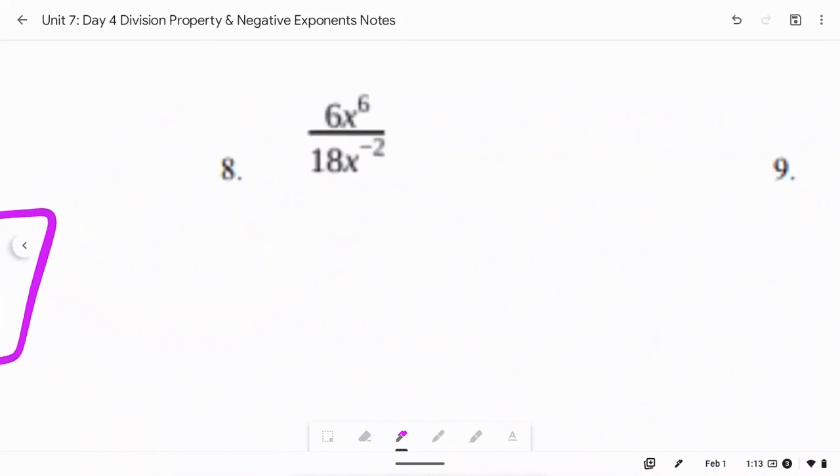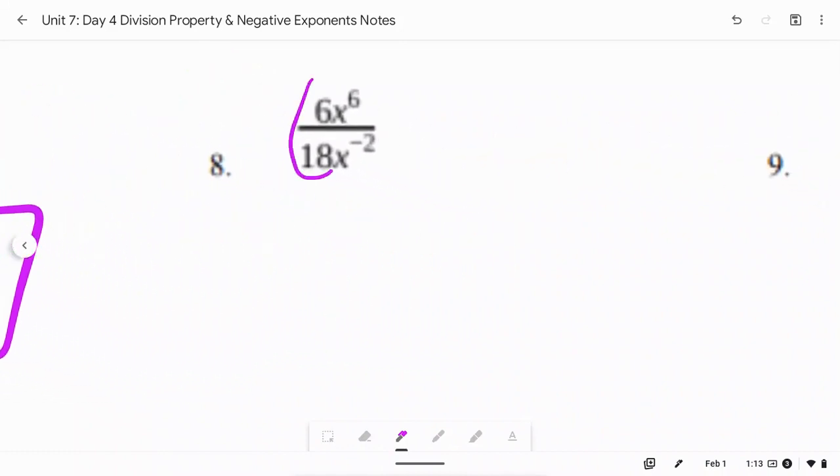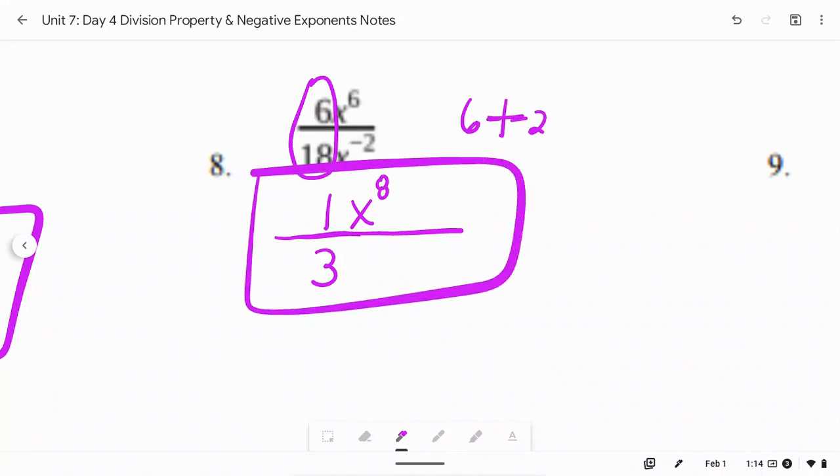In example 8, this is a division problem. So we're going to reduce 6 over 18 to 1 over 3, and then subtract the exponents. Remember that when you're subtracting, you always put your exponent in the numerator. So we're going to do 6 minus -2, which would give us x to the 8th power. And that would be our final answer.